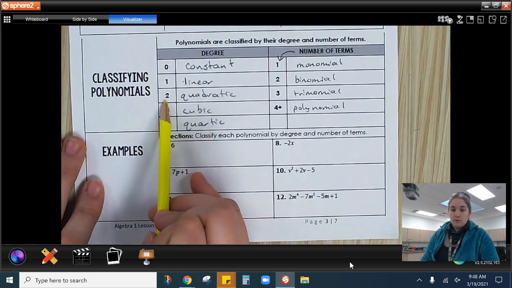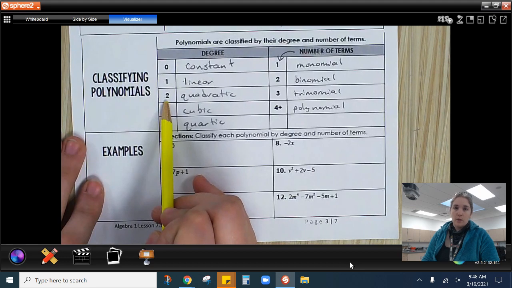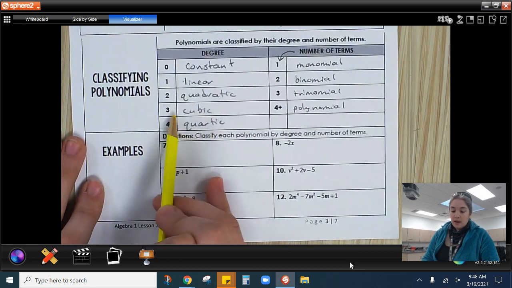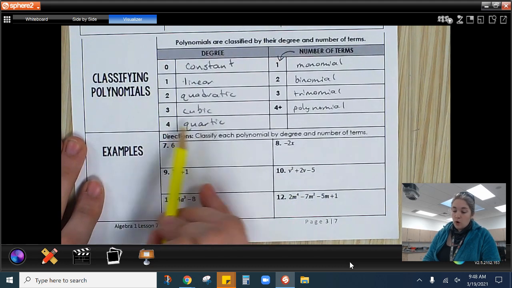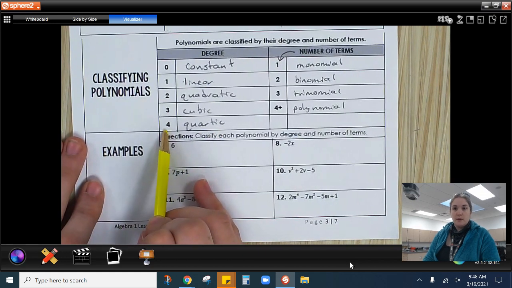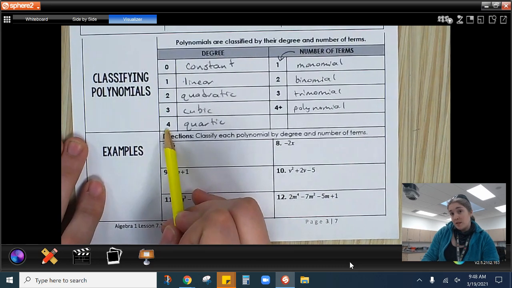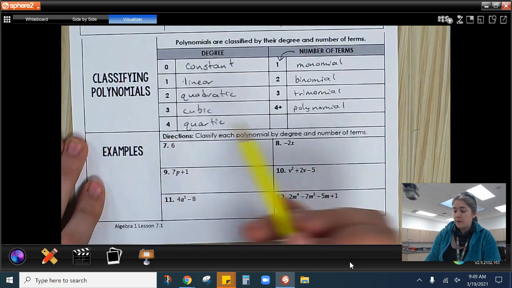Quadratics have a degree of 2. So it's x squared or y squared or z squared. Cubics have a degree of 3. So x cubed, y cubed, z cubed, right? And then quartics have a degree of 4. So it would be x to the 4th, y to the 4th, z to the 4th, or even x squared y squared. That would be a quartic as well.